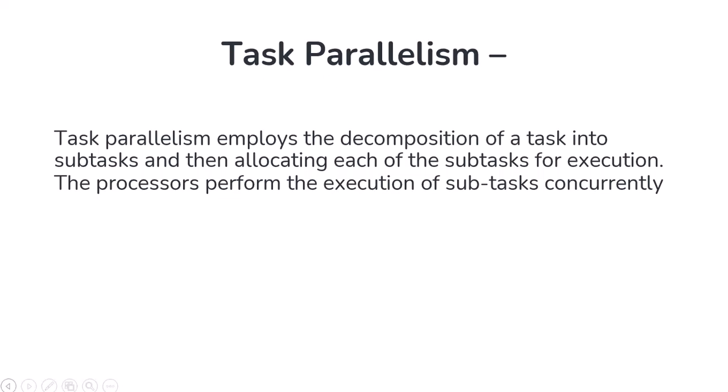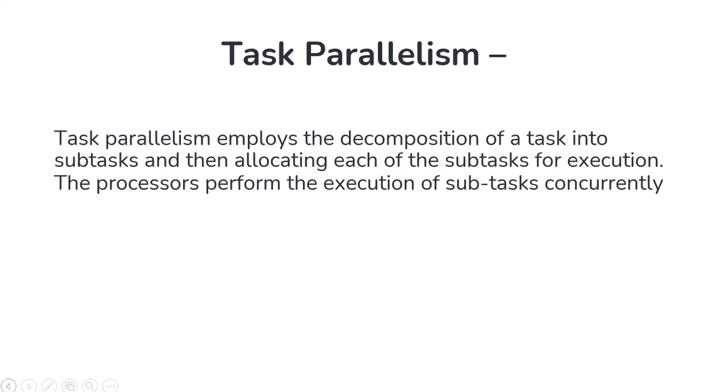Task parallelism employs the decomposition of tasks into subtasks and then allocates each subtask for execution. Suppose we have a big task which comprises six subtasks. We divide the big task into three and three, or two and four, based on subtask size, since subtasks are not all the same size. Then we assign half the task to one processor and half to another processor. This is task parallelism.